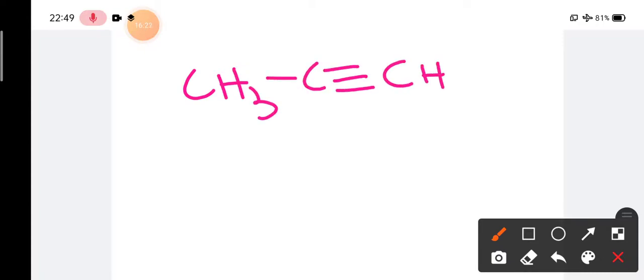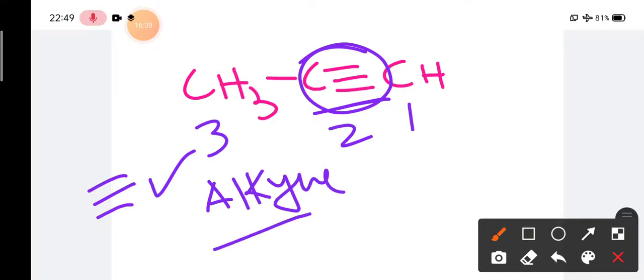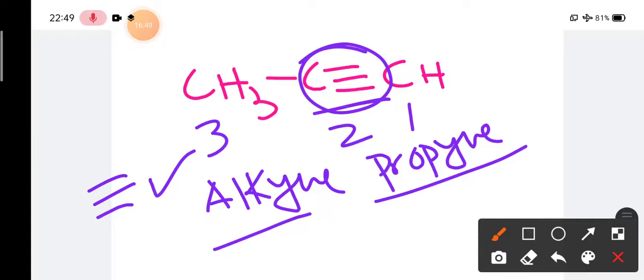Okay, and let's move to the next example. Let's take an example of an alkyne, CH3C≡CH. So what will be the name and numbering? As we can see, this is the functional group, so the numbering will be 1, 2 and 3. And as there is one triple bond, it is an alkyne. The name will be, as the number of carbons is 3, propane, that means propyne. Here the yne part will be added.